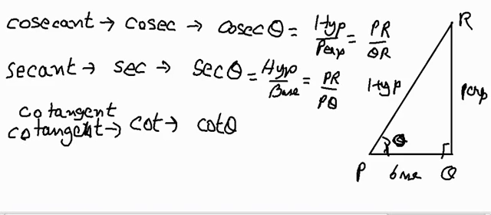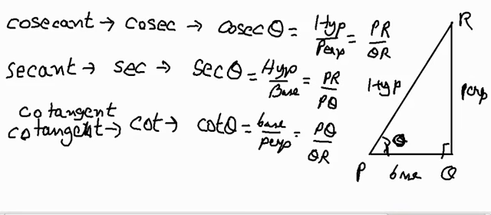So let's find cot theta. Cot theta is just the opposite of tan theta in terms of the sides we take. Tan theta was perpendicular by base, so cot theta will be base by perpendicular. In this case it is going to be PQ, that is the base, by QR. So we got in total 6 ratios.